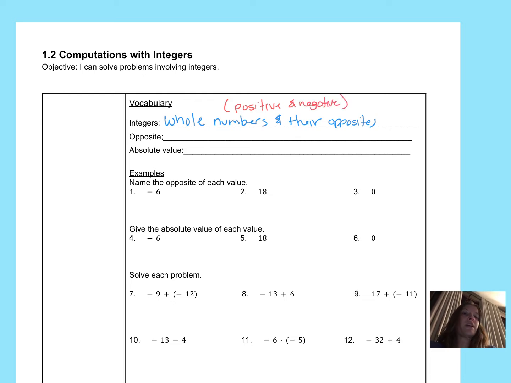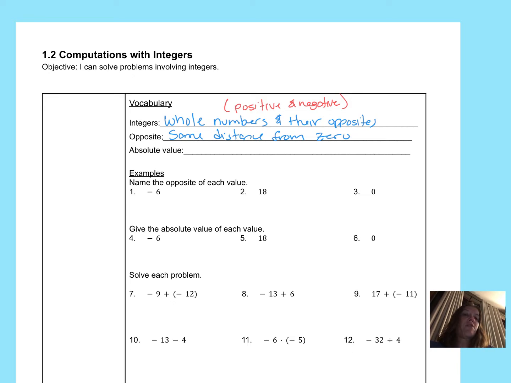Okay, and then we said whole numbers and their opposites, so let's make sure we know what opposite means. If two numbers are opposites, that means they are the same distance from zero. If you're thinking about a number line, 2 is 2 spaces from 0, and negative 2 is also 2 spaces from 0, just in the opposite direction. So those are opposites.